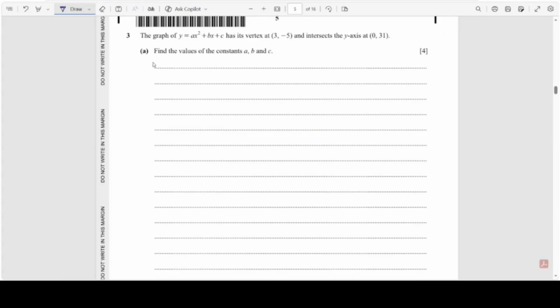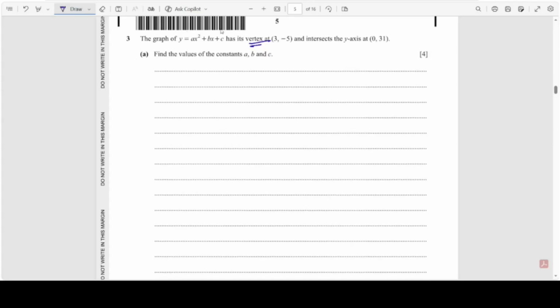Question number 3. The graph of y equals ax squared plus bx plus c has its vertex, so the vertex is the turning point, right, at (3, -5), and it intersects the y-axis, which is also the y-intercept, at (0, 31). Find the values of the constants a, b, and c.